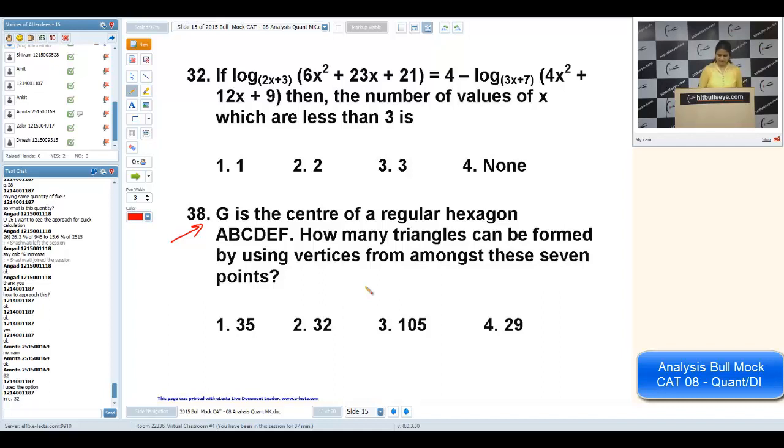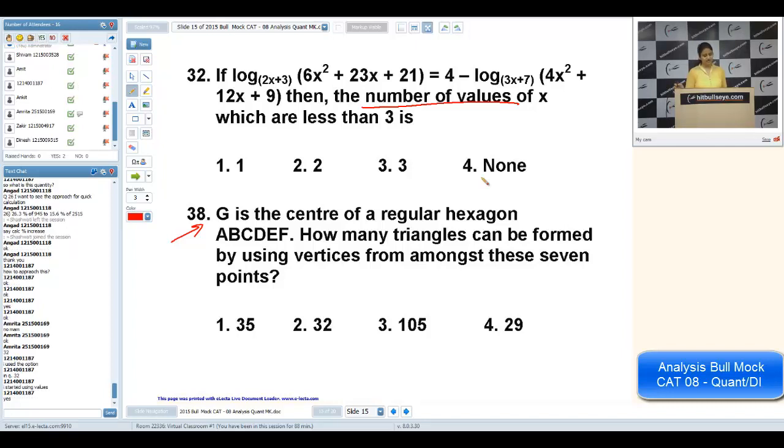Hitesh, how can you use that? Because it is talking about the number of values. It is not asking the value of x. Actually, it is asking the number of values. So, I think by chance you got the correct answer. Otherwise, how? Okay, you started using values.